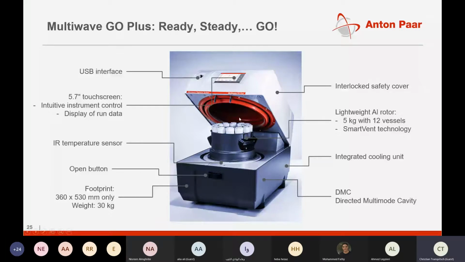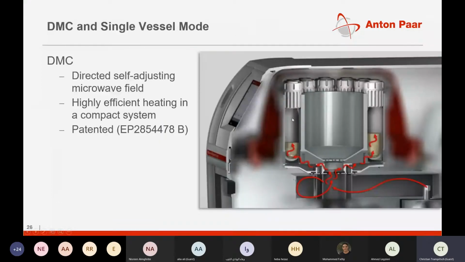What is really a cool thing about this instrument is the directed multimode cavity, the way we introduce the microwave to the vessels. With a Multiwave 5000, this one works like a standard microwave oven. You know it from the kitchen, like a kitchen microwave. You put in something and you have the microwave everywhere and the microwave is absorbed. In Multiwave Go Plus, it's a little bit different. You see here a cross section from the side. Here is the rotor and the vessels. The microwave is coming from the bottom, and is guided through the rotor to the vessel.